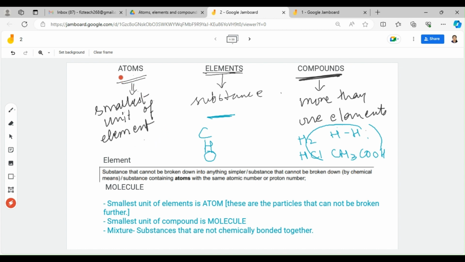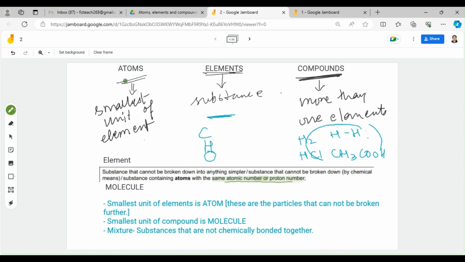Okay, you have to differentiate between atoms, elements and compounds. So what is the difference? Look, elements, what are they? This is the definition I've attached over here for you. The main feature is that they have the same proton number or atomic number, and they cannot be further broken down. The important terminology that I want to see in the paper is that it has the same atomic number or proton number.